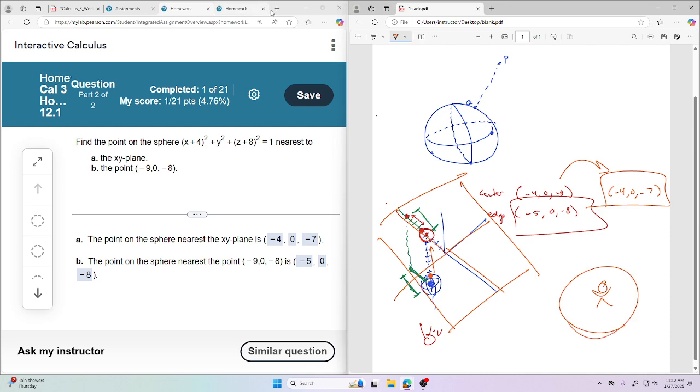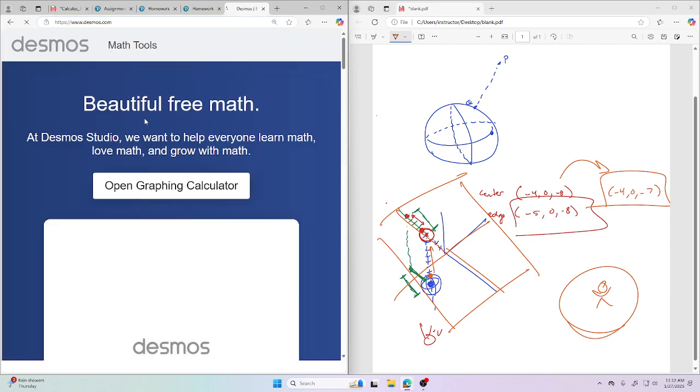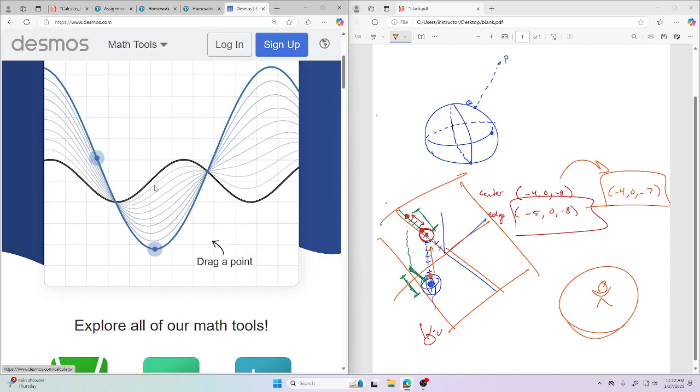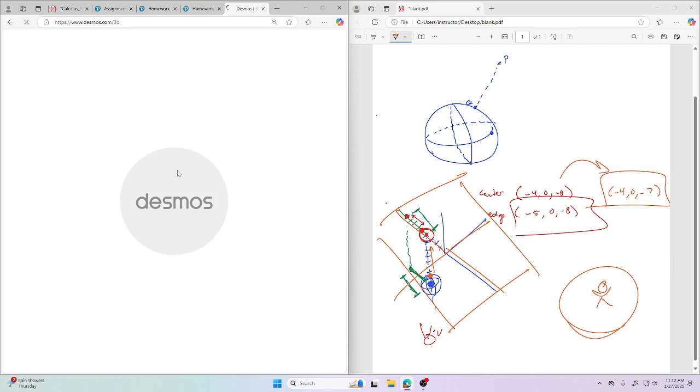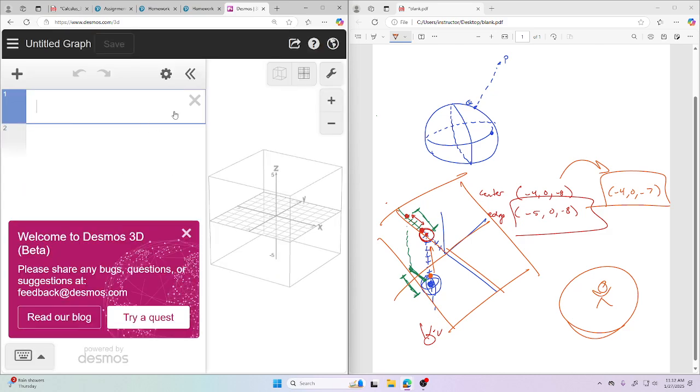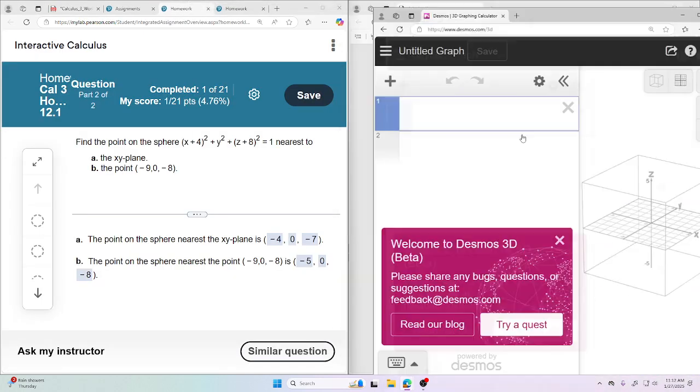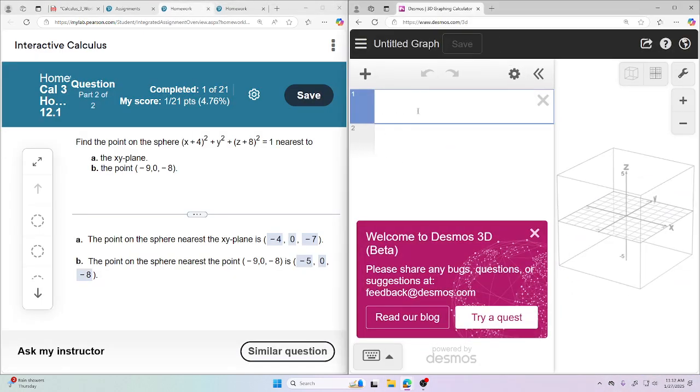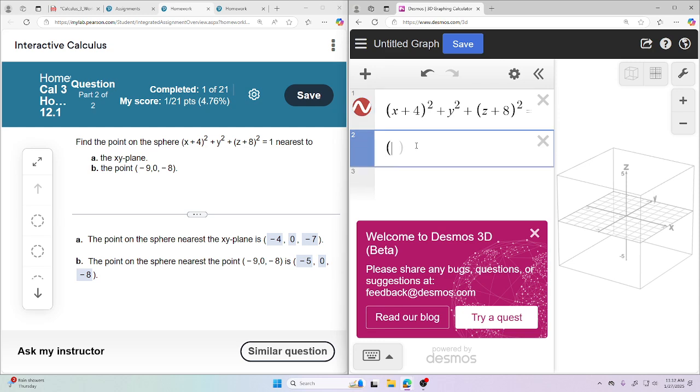So let's do some Desmos 3D and see if that makes sense. So I'm going to literally just put that equation in. I think it accepts those kinds of equations, right? Did you try? Good, good. And that is exactly how you should graph it and see what the heck are you talking about, bro?